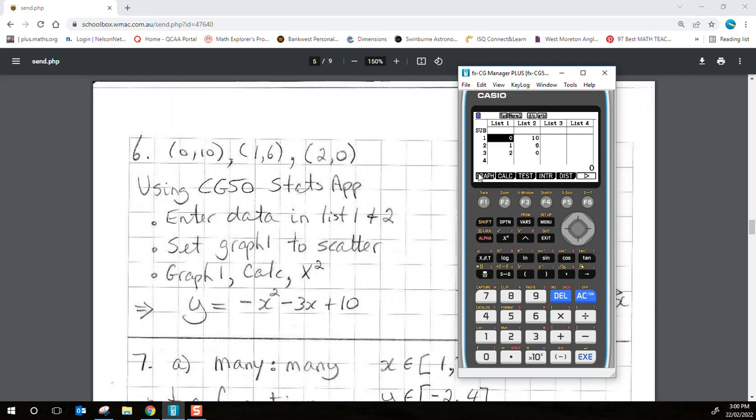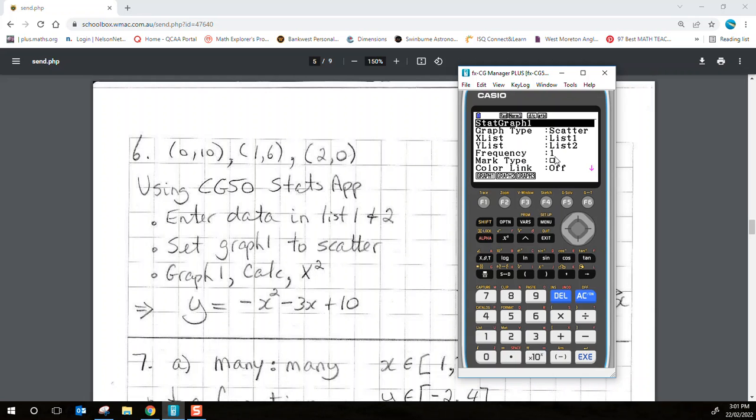Now, when you hit F1 here for graph, there are 3 different statistic graphs available. And there's many different types of statistic graphs. Always check the settings first. Now, for the first graph, it is a scatter chart using list 1 for x and list 2 for y. That's how we want it.